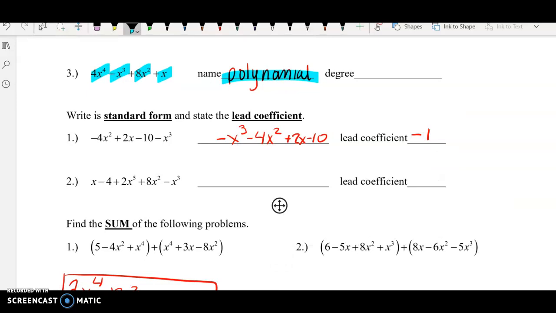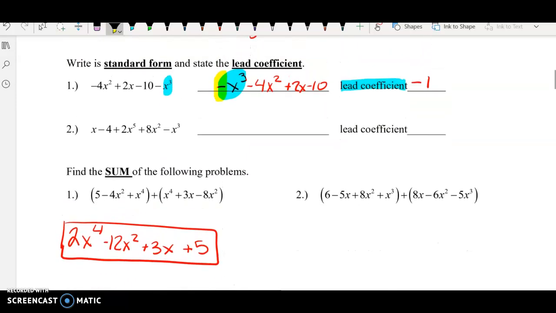The next one is write this in standard form. So when you write it in standard form, you're going to have the greatest degree first, and then it's going in least degree after that. So descending order. The lead coefficient is the number out front, and so that's going to be the -1.